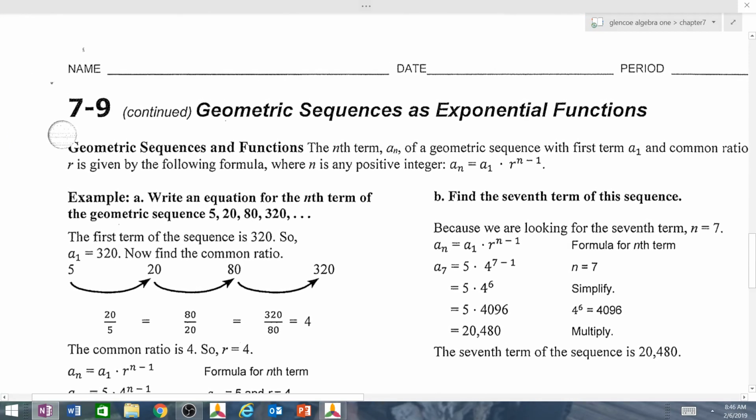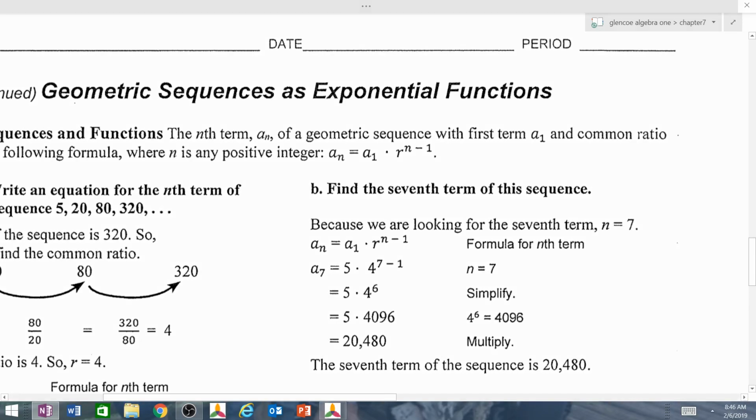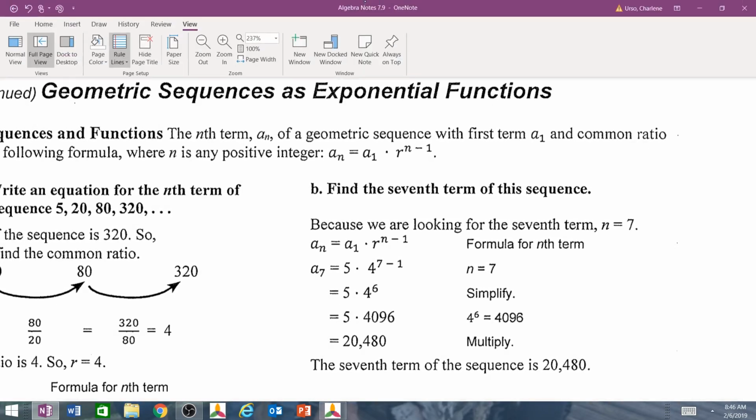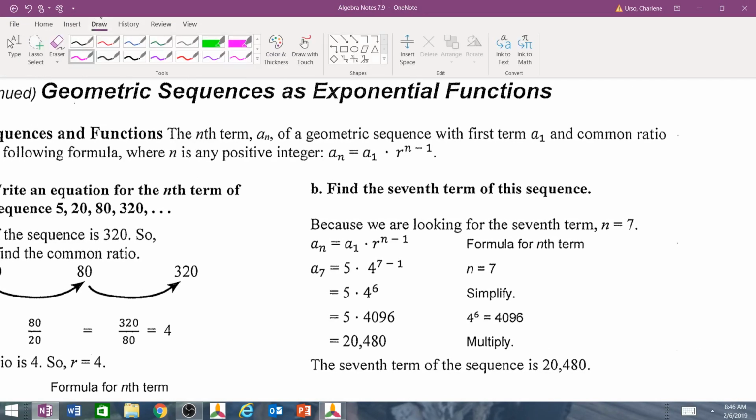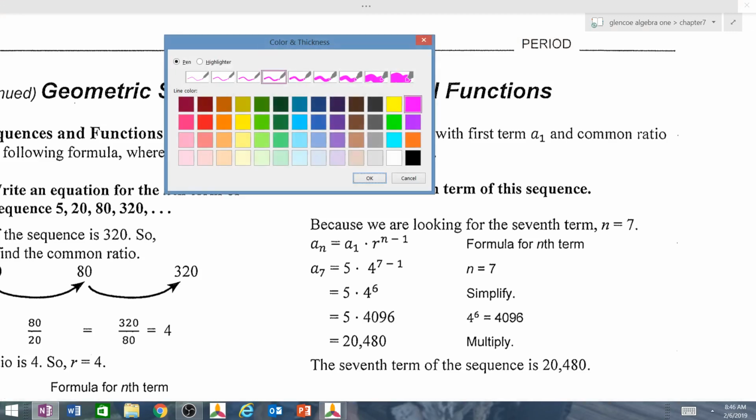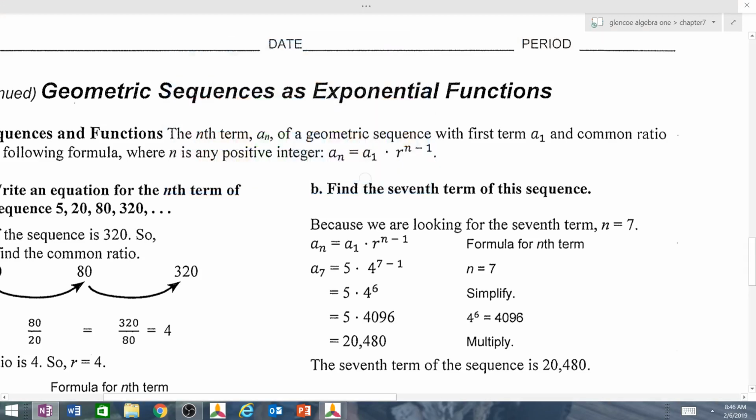To find the nth term, a subscript n, of a geometric sequence where the first term is a subscript 1 and the common ratio is r, we are going to use this formula. The nth term is equal to the first term times r to the power of n minus 1. So let's make sure we have that formula, to find the nth term of a geometric sequence.